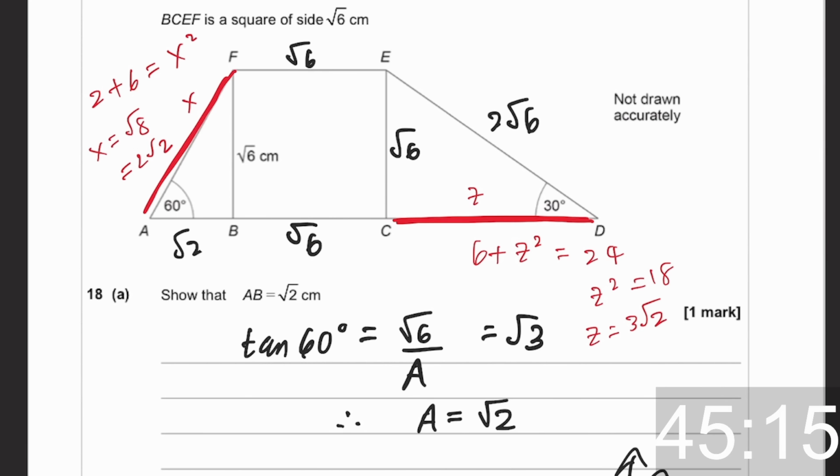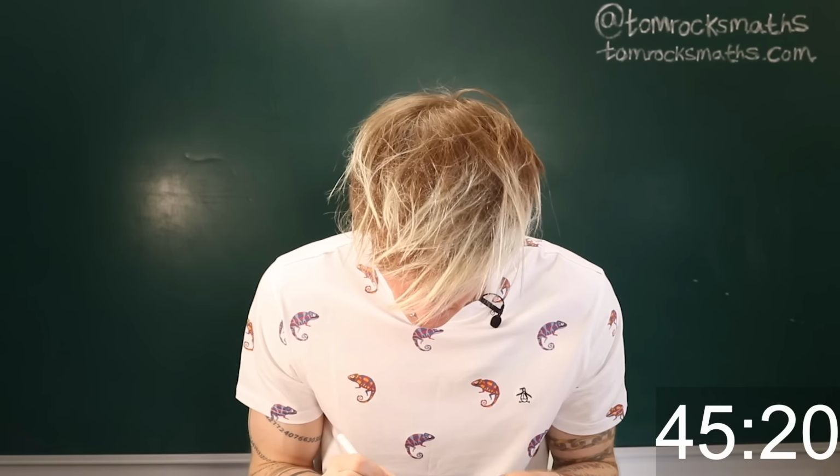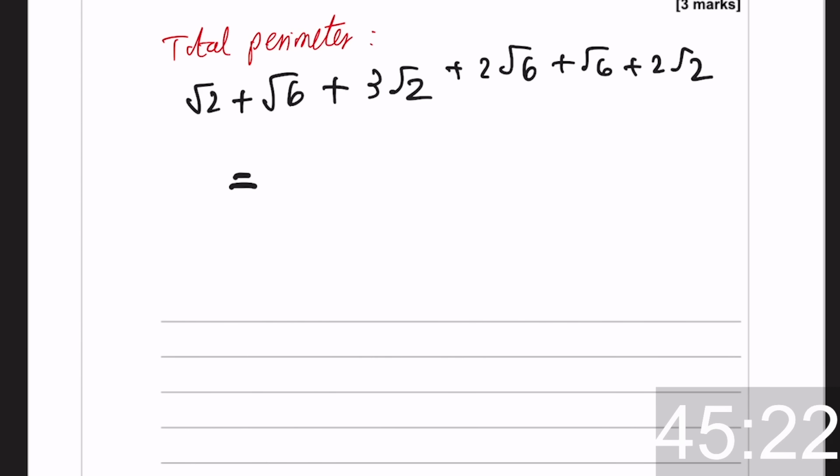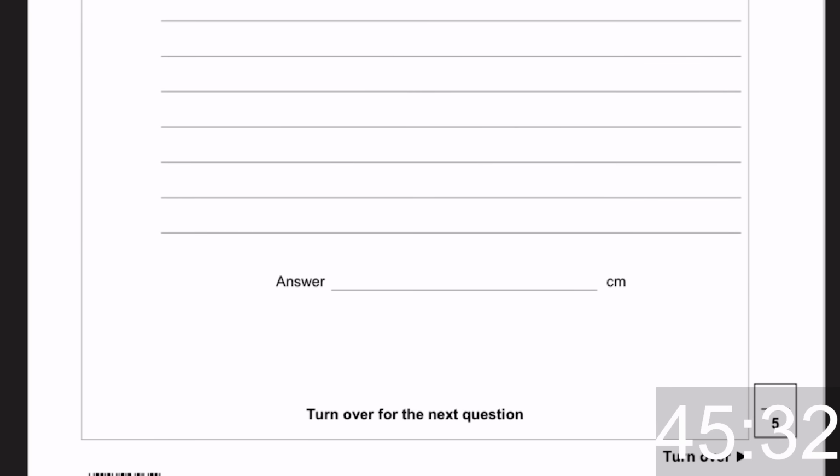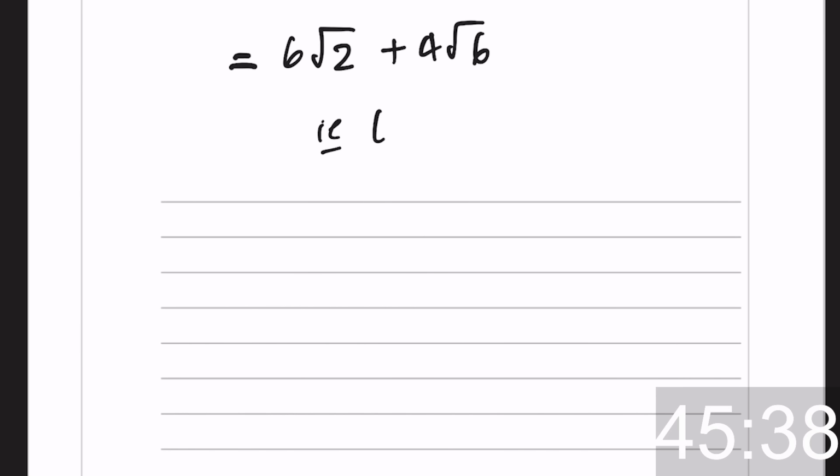So there are 6 pieces. Let's check that makes sense: 1, 2, 3, 4, 5, 6. Good, I agree with that. So if I simplify all of this, a root 2 plus 3 of them plus another 2 of them, so that's 6 lots of root 2. And then I've got a root 6, 2 lots of root 6 plus 4 root 6. So 6 root 2 plus 4 root 6. In other words, t is 6 and w is 4, I think.